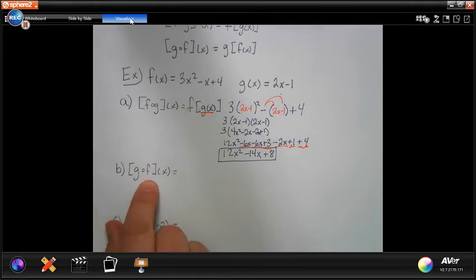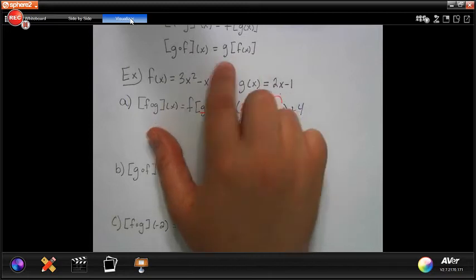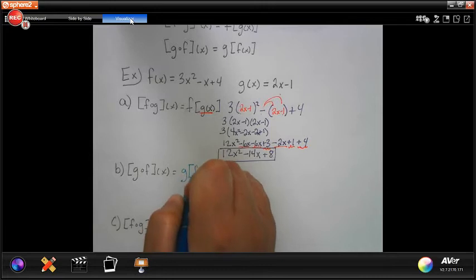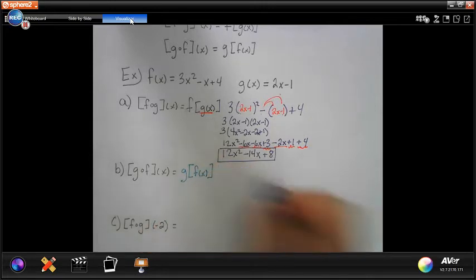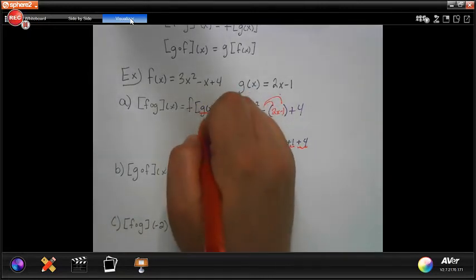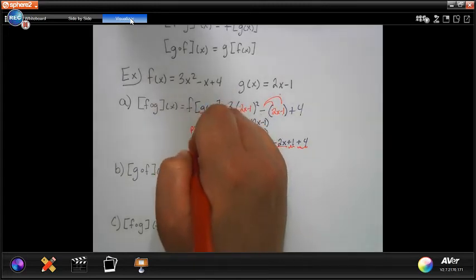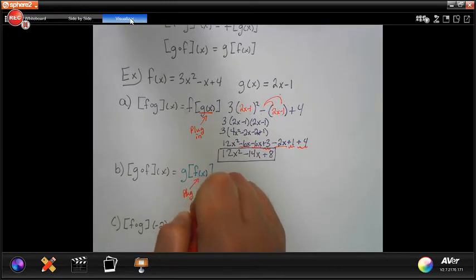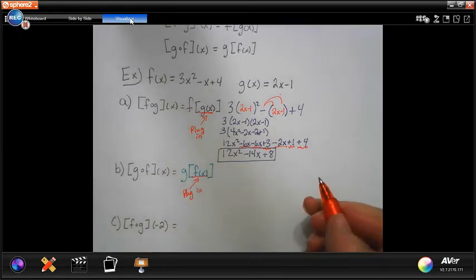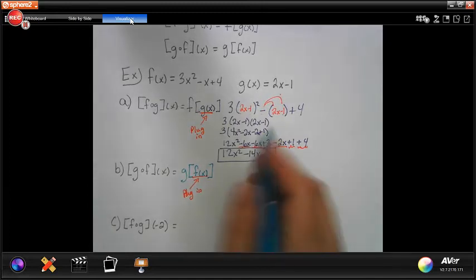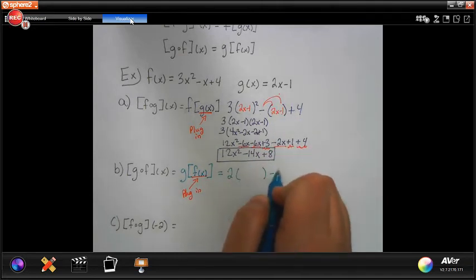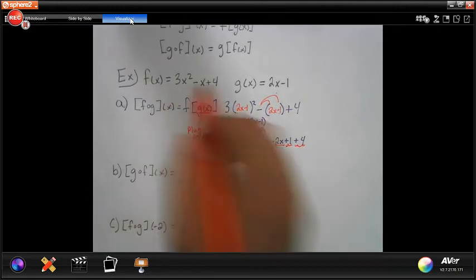Now g of f. Okay, g of f of x. So that means g is going to be on the outside, and f of x is our plug-in. Okay, so this plug-in. We start with our g function. So wherever there's an x, put a big parentheses. And inside that big parentheses, you put your other function.